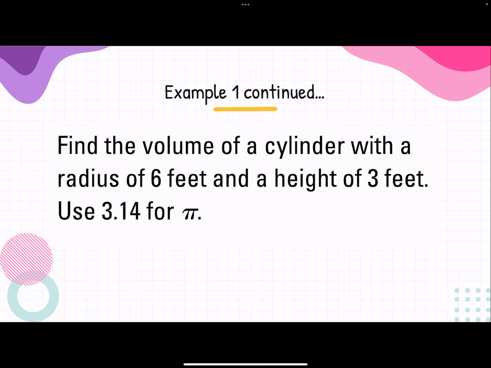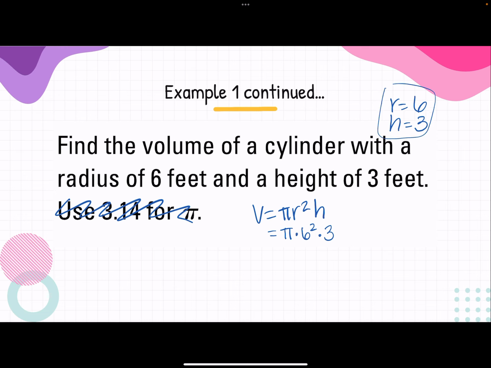All right, let's find the volume of a cylinder with a radius of 6 and a height of 3. And I'm going to use my pi button. So here's my formula, pi r squared h. I'm going to rewrite that, but instead of r, I'm going to use 6. And instead of h, I'm going to use 3 because that's what the problem told me. And then my calculator is going to do the rest for me. So pi button times 6 squared times 3. And that is 108 pi.